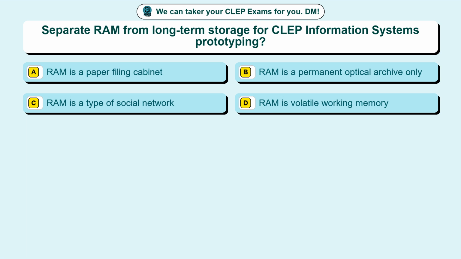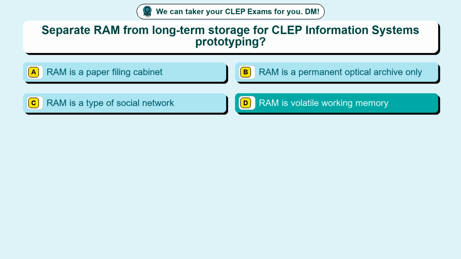Question 52. Separate RAM from long-term storage for CLEP Information Systems prototyping. Option A. RAM is a paper filing cabinet. Option B. RAM is a permanent optical archive only. Option C. RAM is a type of social network. Option D. RAM is volatile working memory.